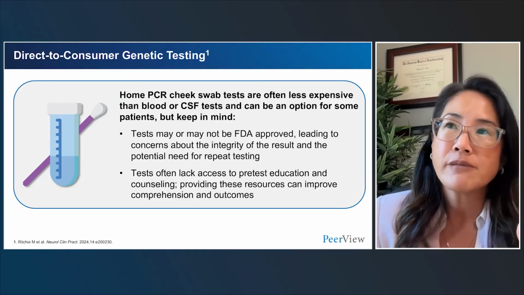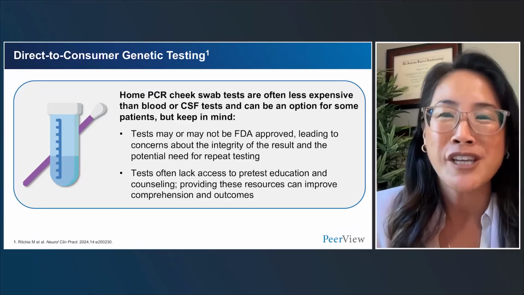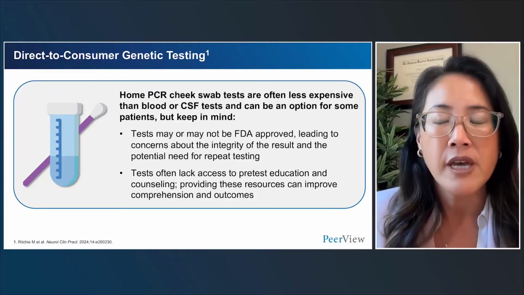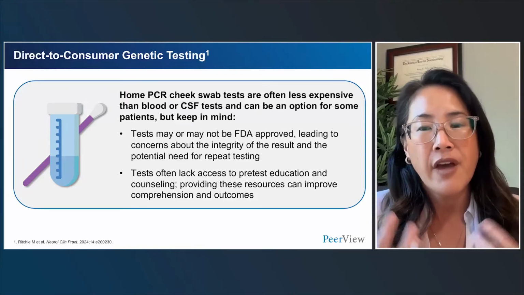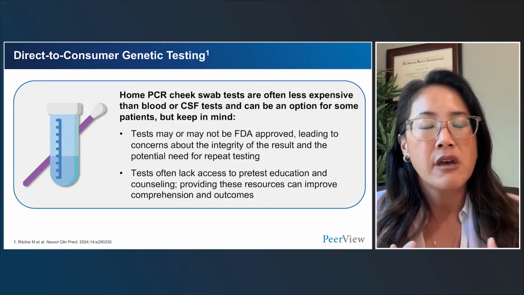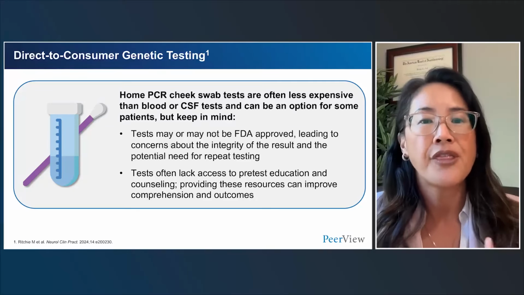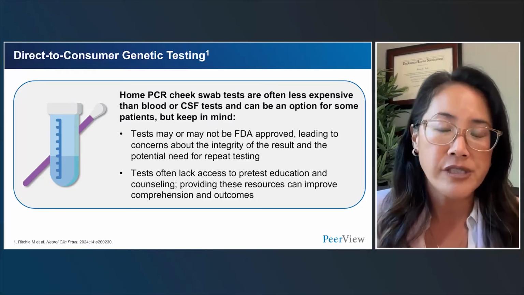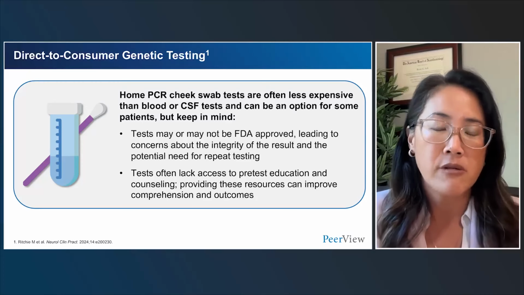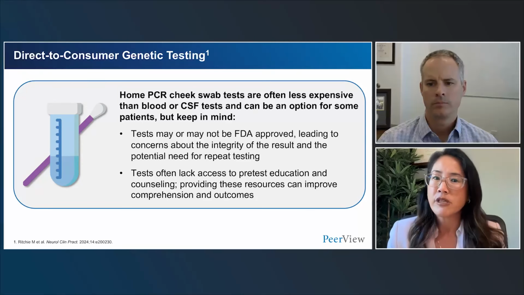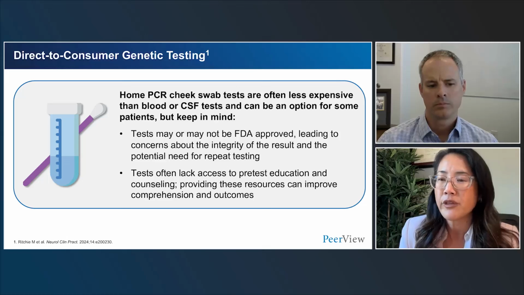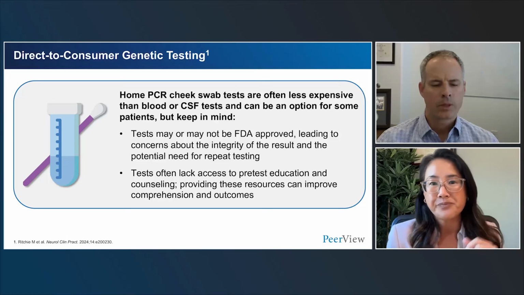And then oftentimes these tests don't have the pre-counseling that we said was just so important and understanding what that means. I've had that experience in my own clinic where people had the direct-to-consumer and then didn't understand what that meant and thought that they were destined to have Alzheimer's disease based on those genetic results. Dr. Music, what has been your experience with the direct-to-consumer testing?